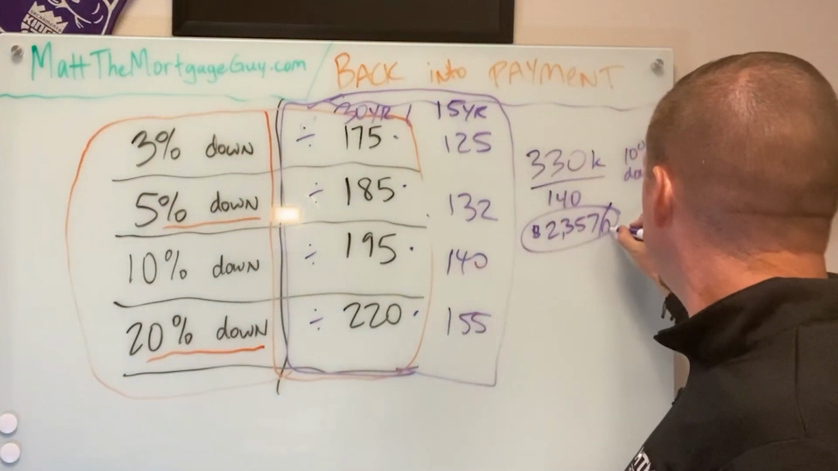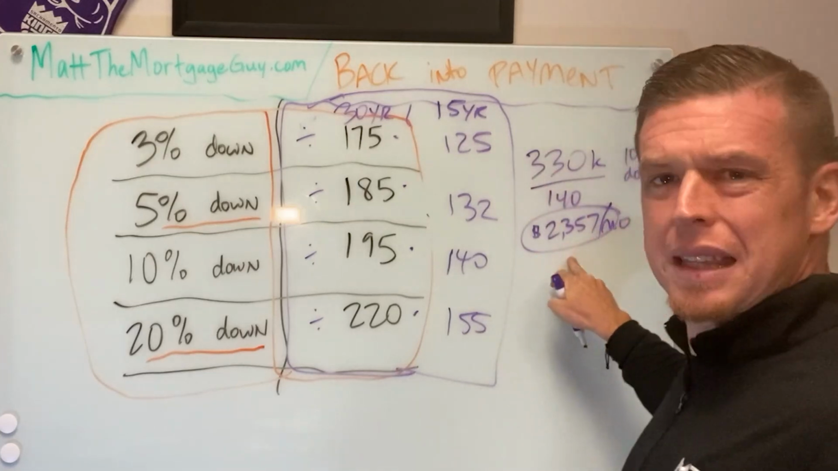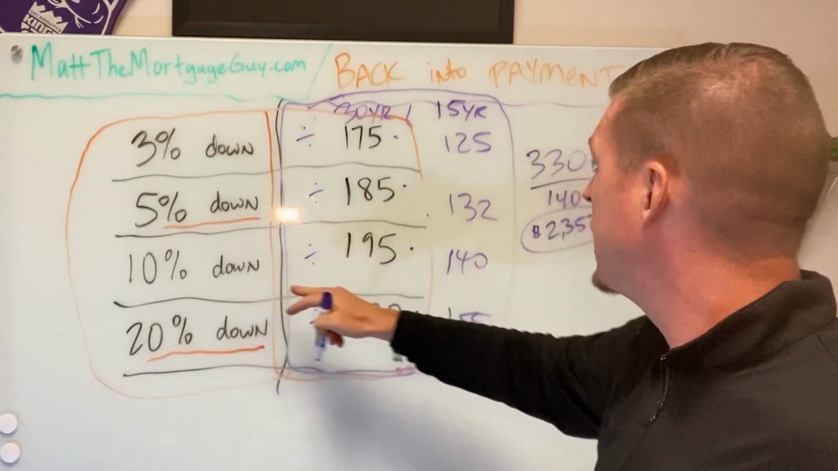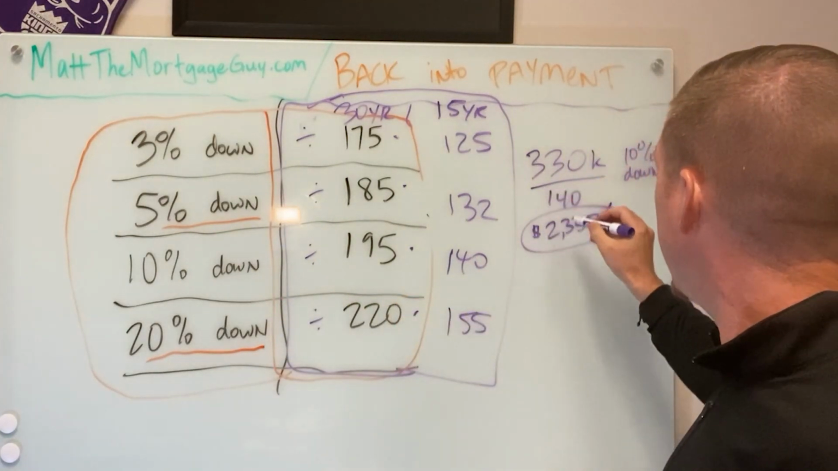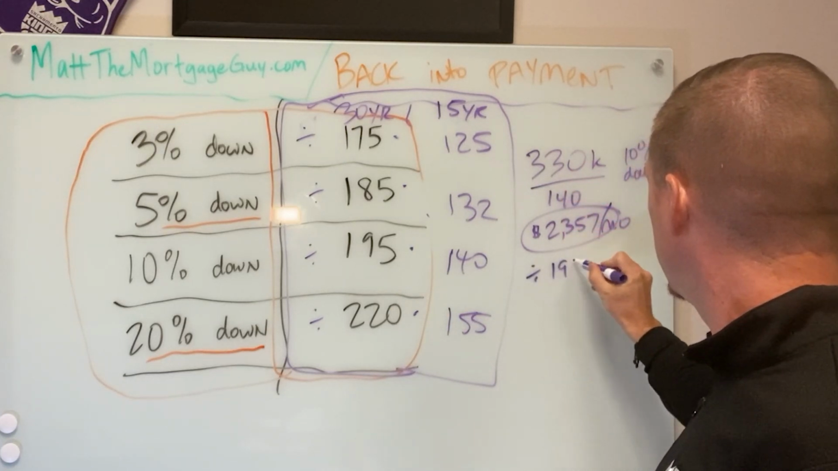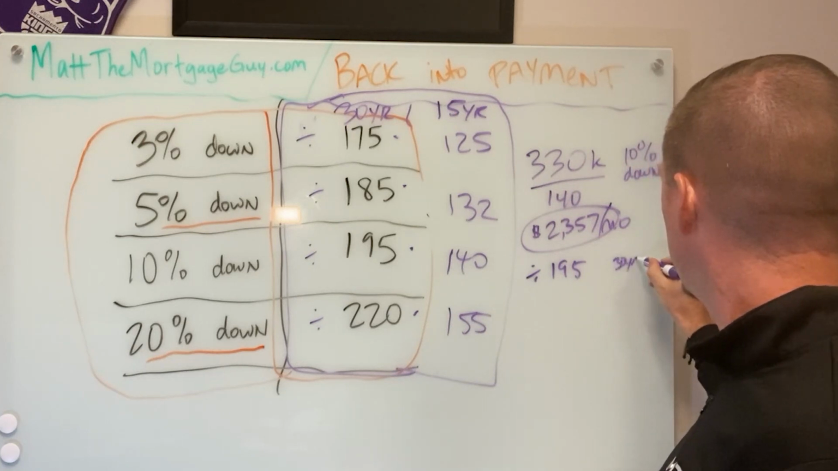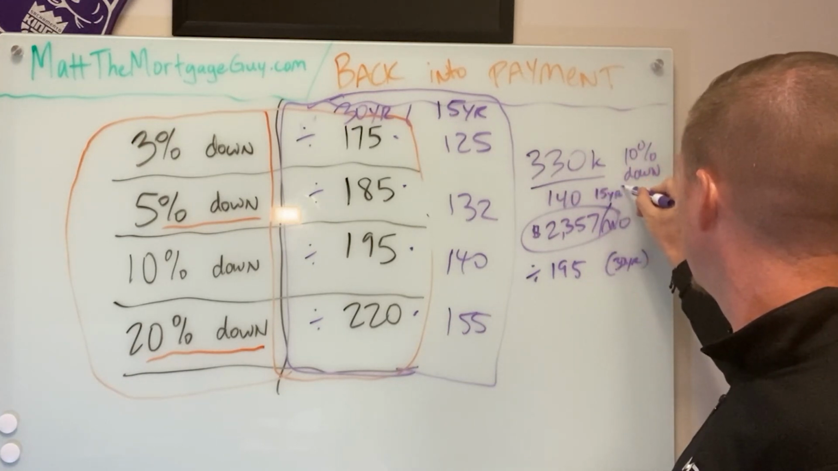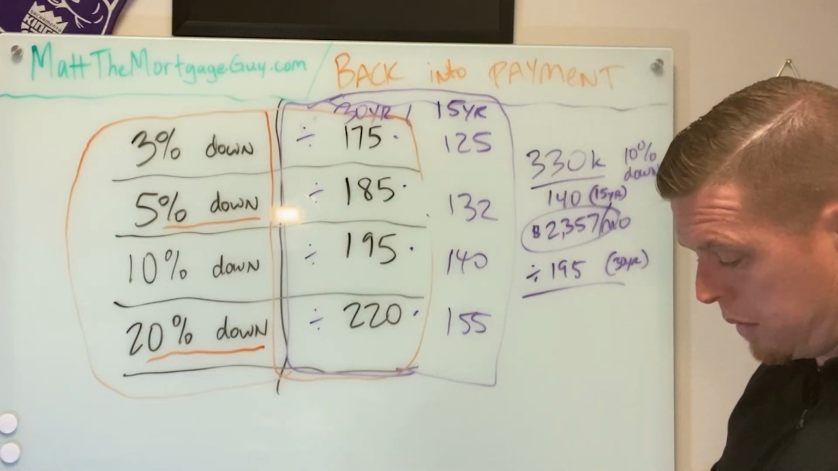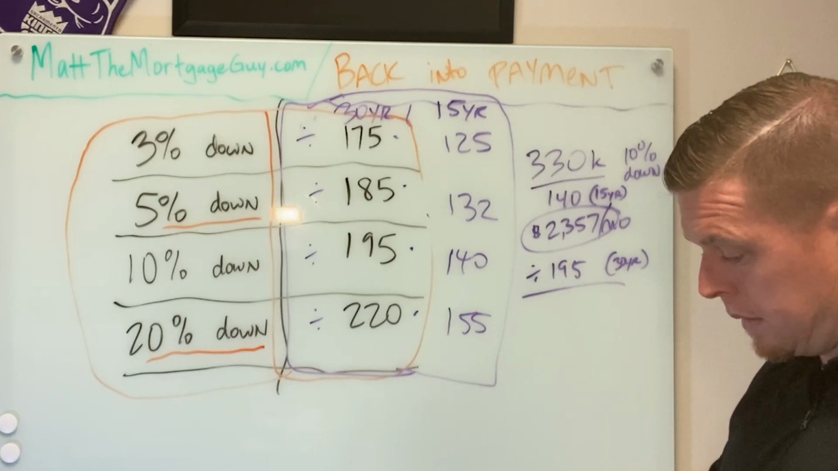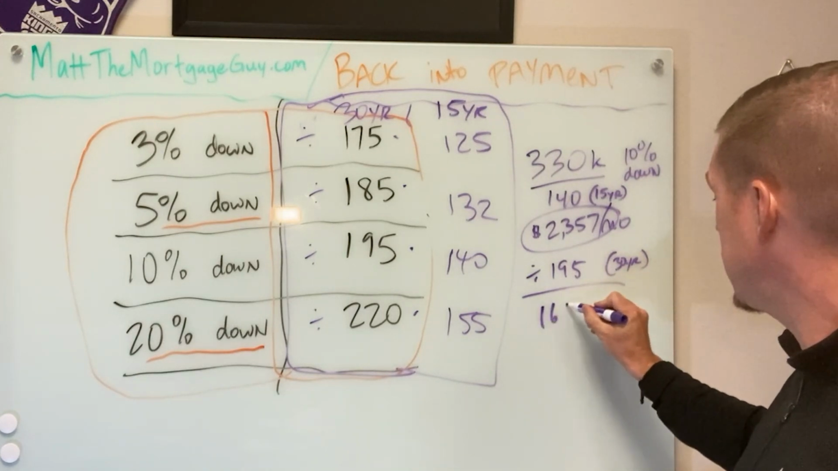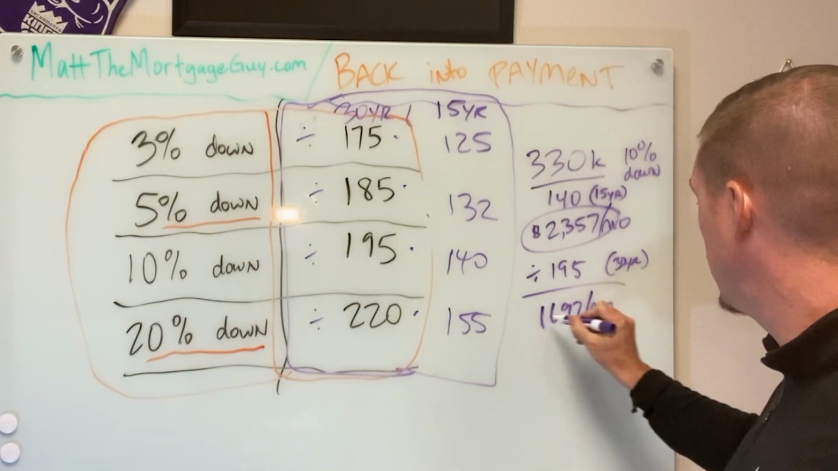Anyhow, that's that. And then you say, okay, that might be a little bit too big of a payment for me. So if I'm still doing 10% down, but I want to look at what a 30-year would be, what would that be? You just do the 330 and you divide it by 195 to get the 30-year. This one was the 15-year. 330,000, whoops, 3.3 million, divided by 195. $1,692 a month.